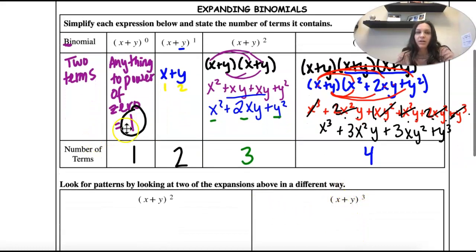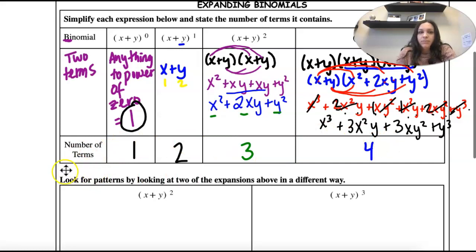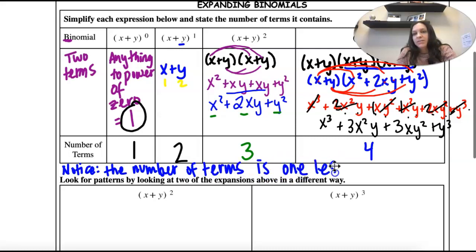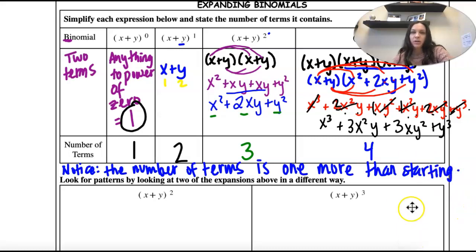Okay, so what do you notice about the number of terms? The number of terms is 1 more than the original. So see how we square here, the number of terms is 3. We cube here, the number of terms is 4. So 1 more than we're starting.